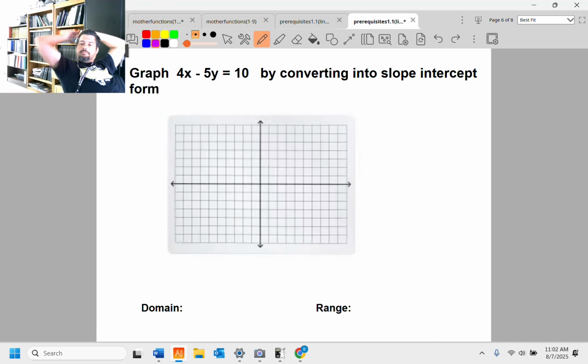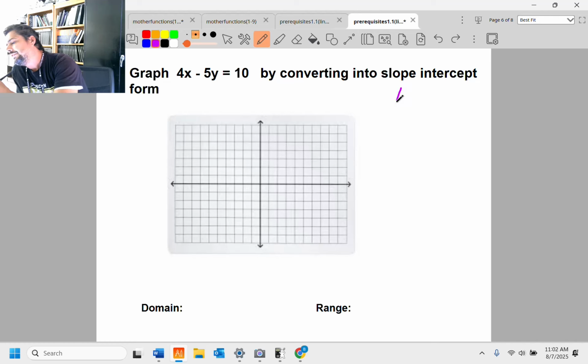All right. 3 pages to go. Graph 4x minus 5y equals 10 by converting into slope-intercept form. This is what most kids do. You can also do this by finding x and y intercepts, and I'm pretty sure one of the slides covers this. But to convert into slope-intercept form, first off, you have to know what slope-intercept form is. Slope-intercept form is y equals mx plus b.